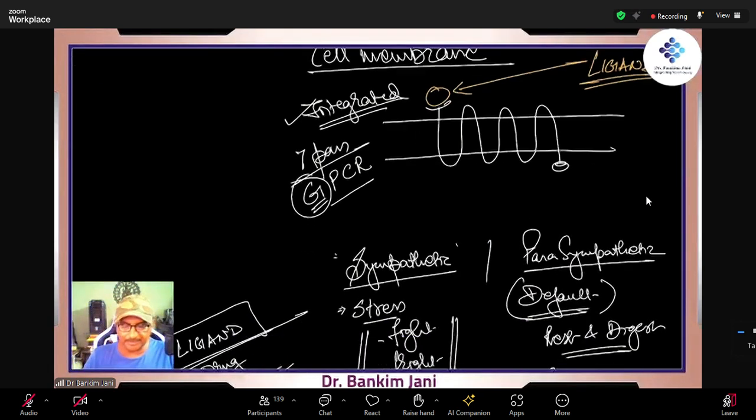So we talked about the cell membrane. The cell membrane is a bilayer, right? It is a lipid bilayer. And these are the receptors which we'll be discussing today. The ligand is something which will be activating this receptor.